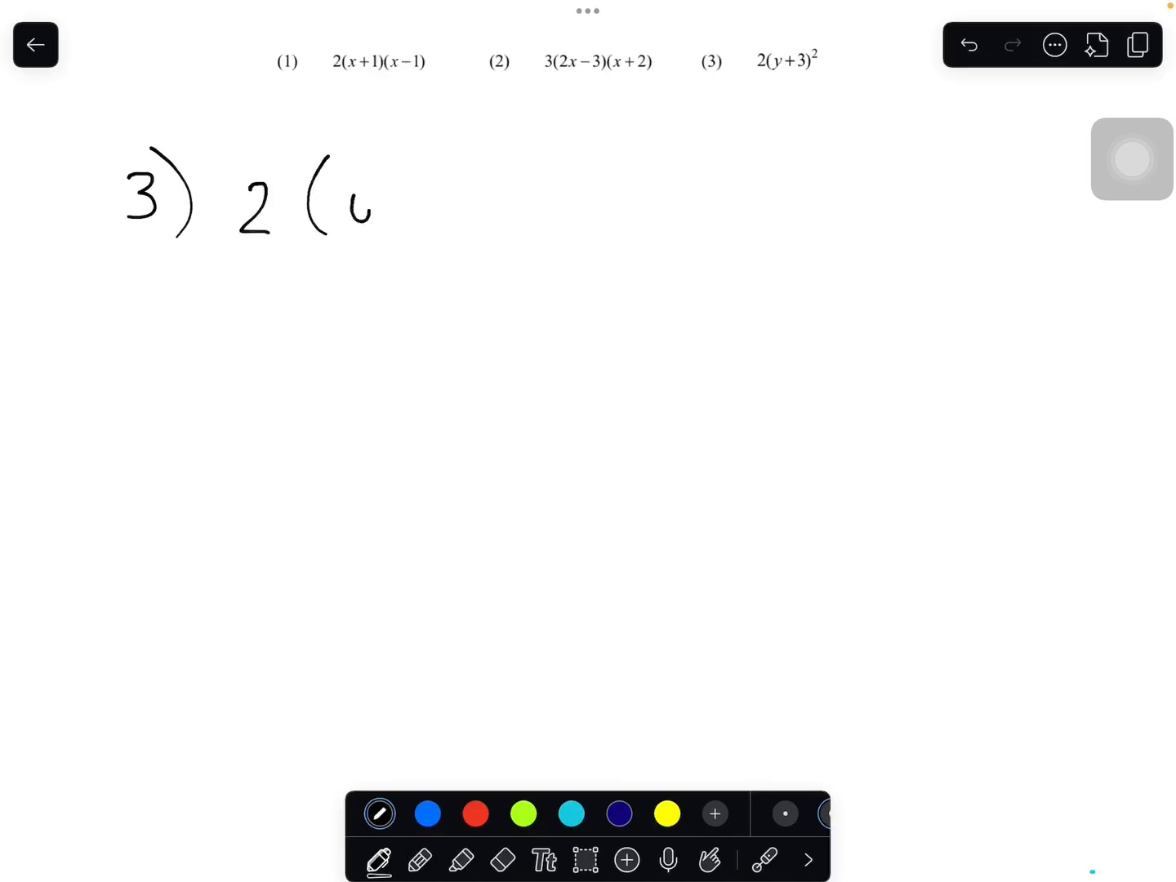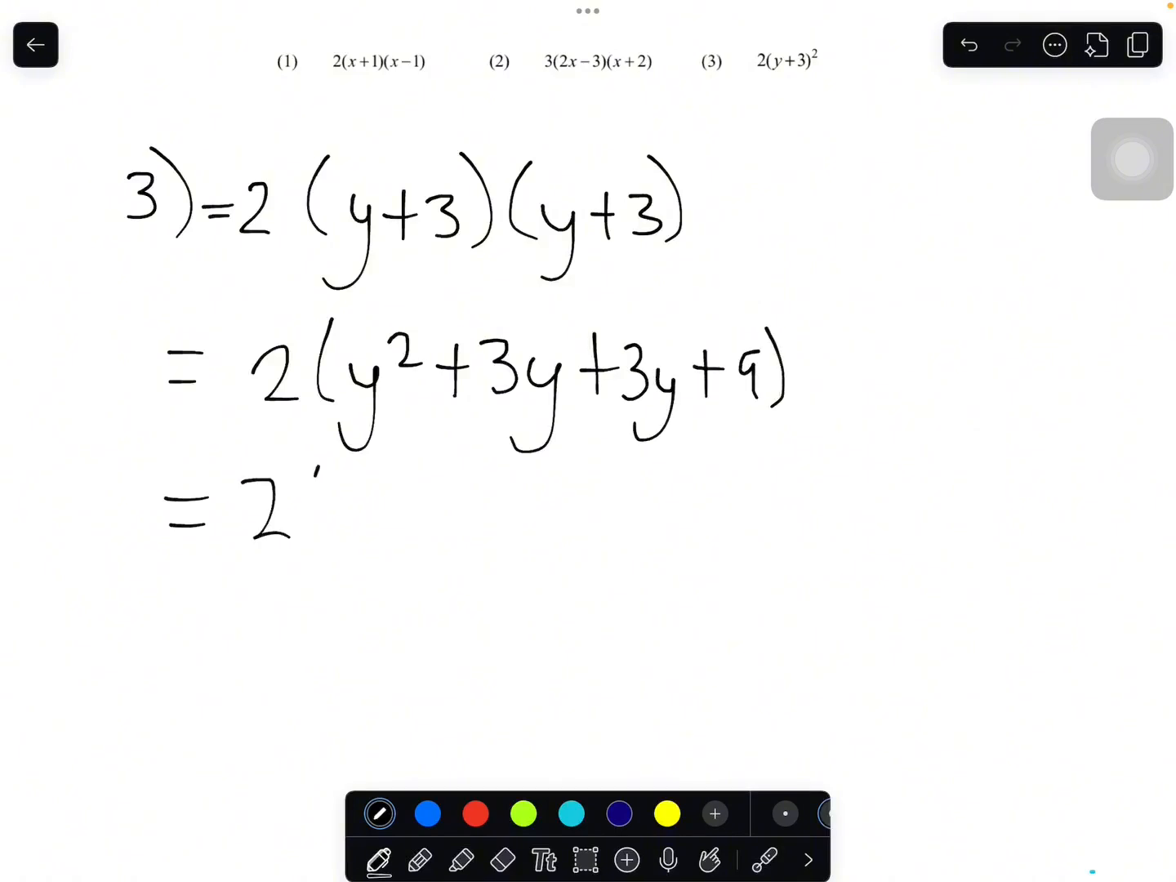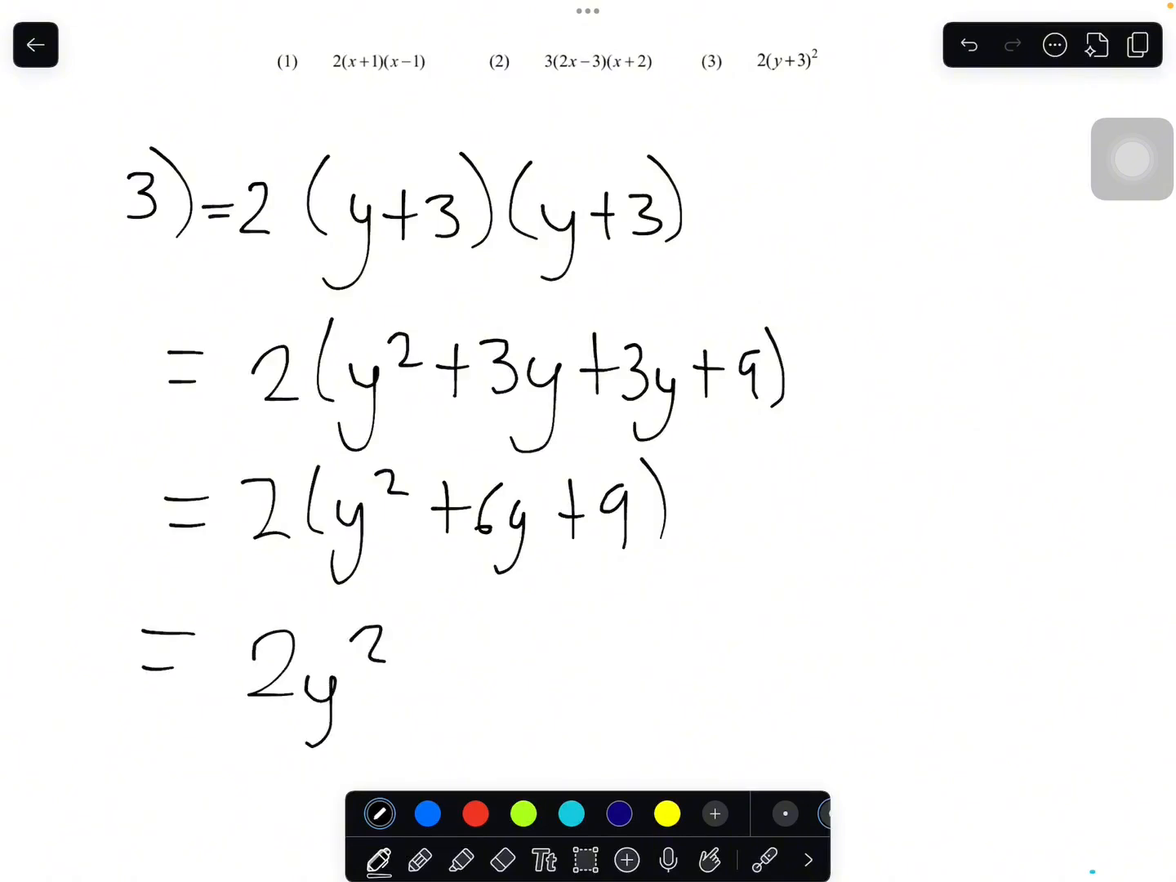I'm going to have 2 into y plus 3 into y plus 3. And now I can go back to using FOIL. So here I'll have 2 into my first will be y squared, my outers will be plus 3y, my inners will be plus 3y, and my last will be plus 9. Let's simplify within these brackets. I'll get y squared plus 6y plus 9, and then finally I have 2y squared plus 12y plus 18.